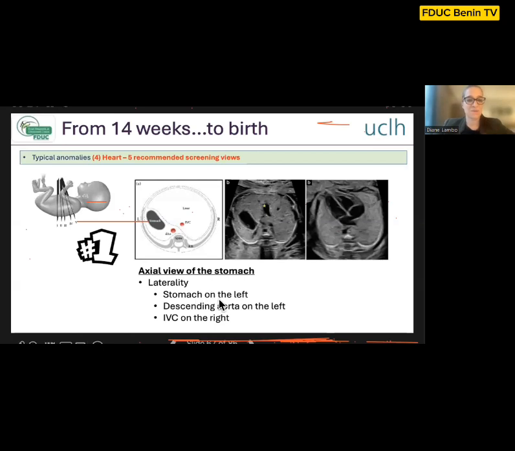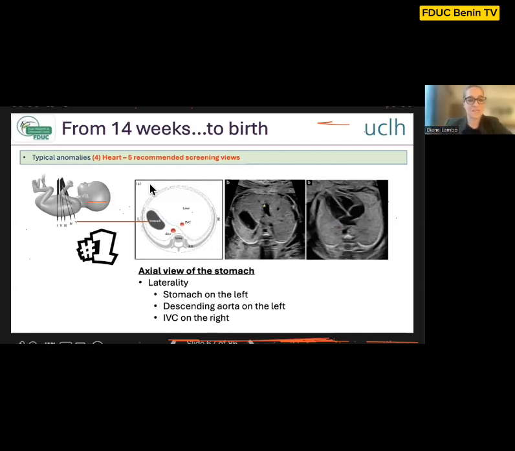So the first view is really to confirm laterality. So are the stomach and the heart located on the left of the fetus? And again, in order to do this, you need 2 views. You need your axial section of the abdominal circumference, as I previously showed, and you need your 4-chamber view, as I'll show you on the next slide.